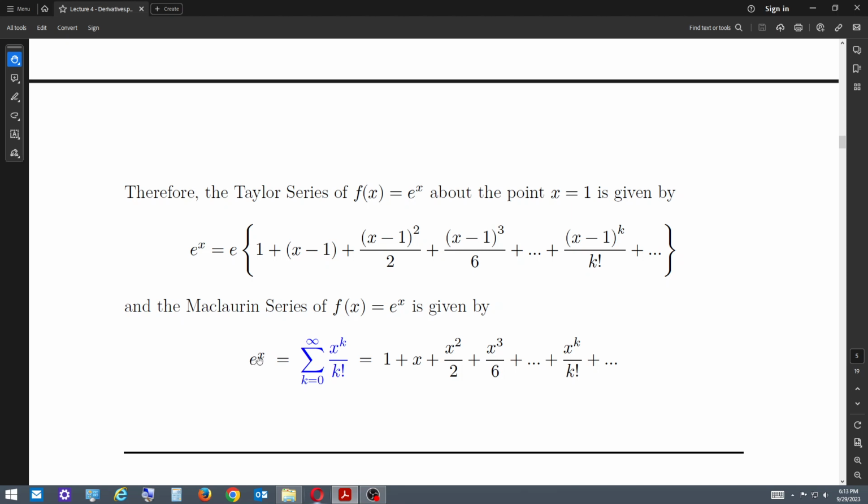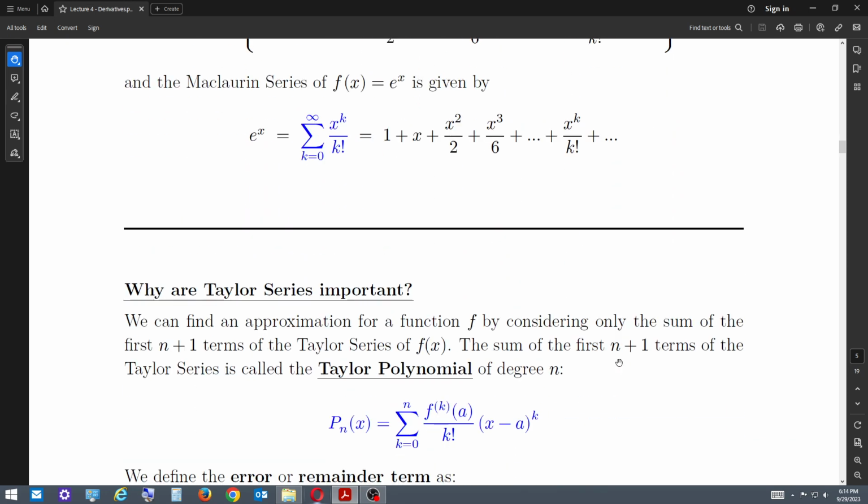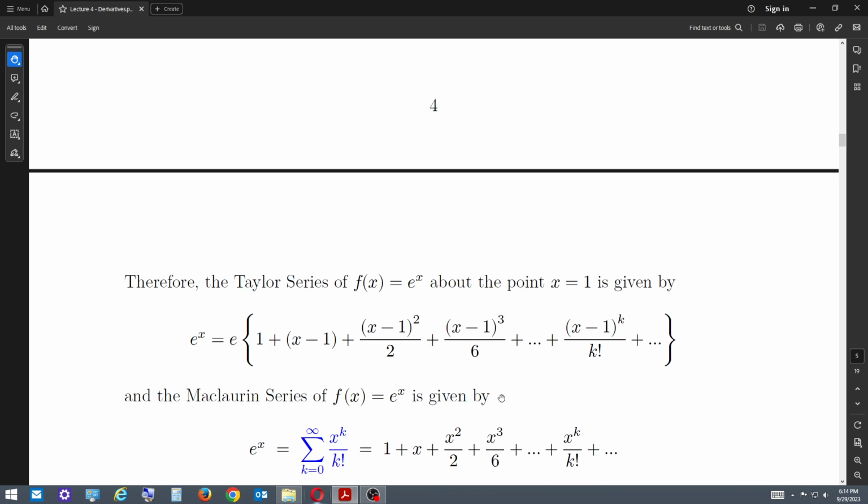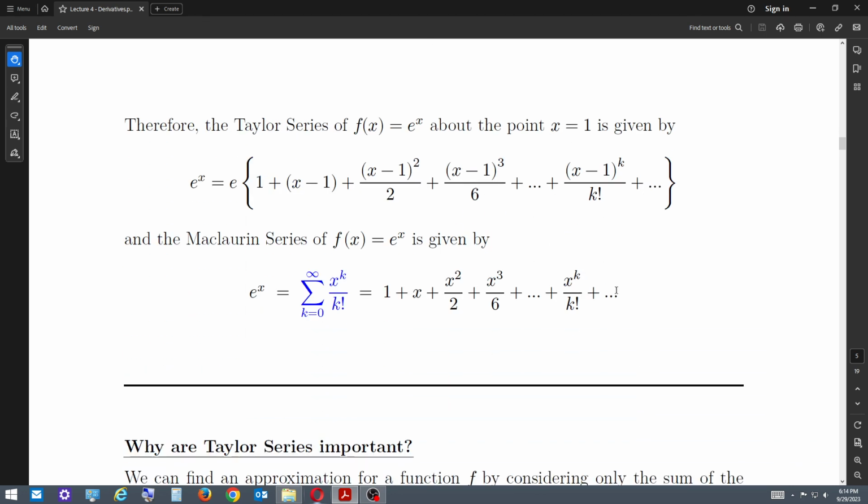Right, the Maclaurin series for e to the power of x is just the summation of x to the power of k over k factorial. It's nice and simple, which most Maclaurin series tend to be. Alright, now there are many other Taylor series and Maclaurin series we could look at, but I will leave that up to you all to review those yourselves.